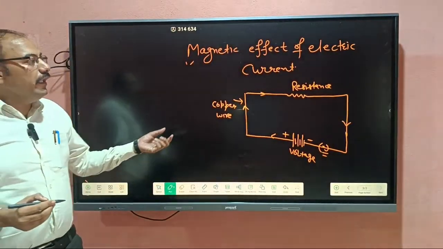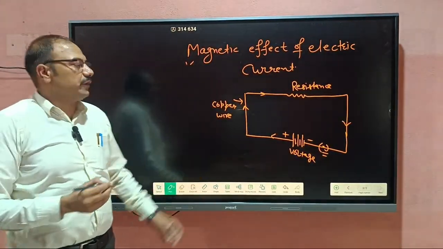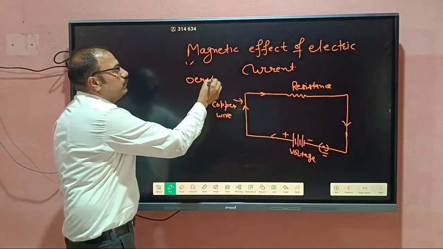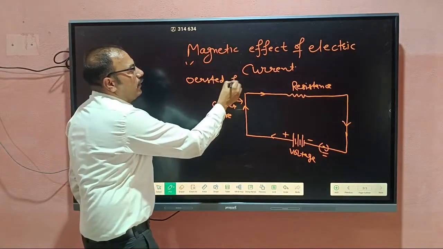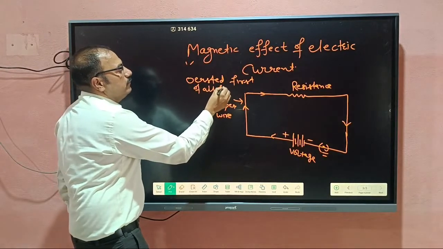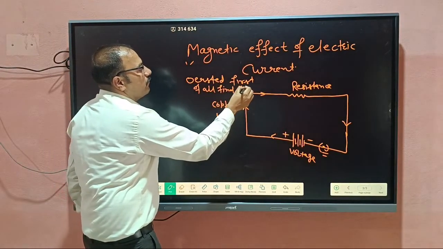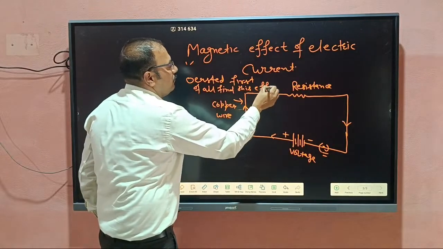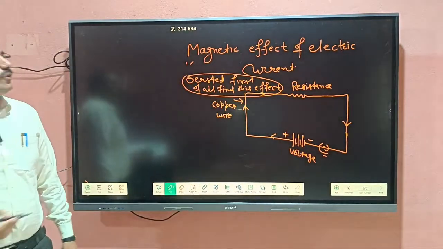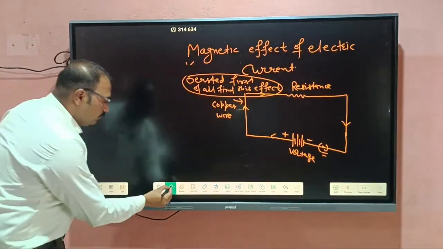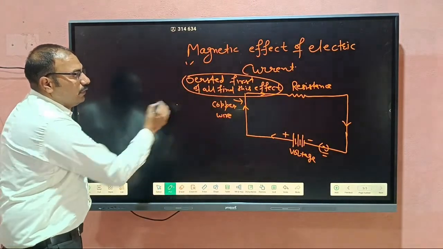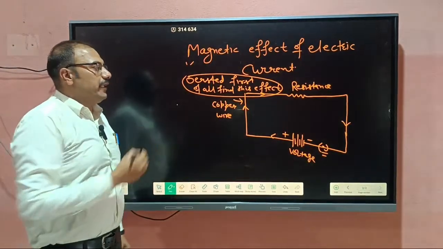First of all, this phenomenon was discovered by Oersted. This is the scientist's name. Oersted first of all found this effect. So sometimes this is also known as the Oersted experiment. How did he discover it? He discovered it accidentally.